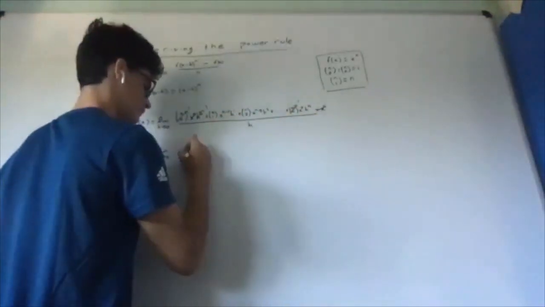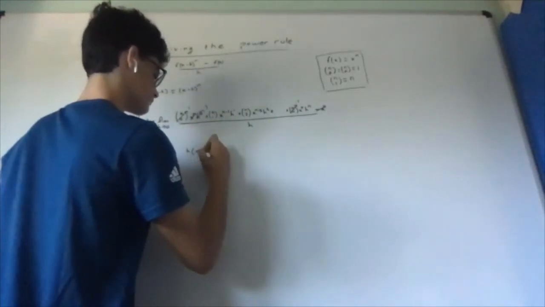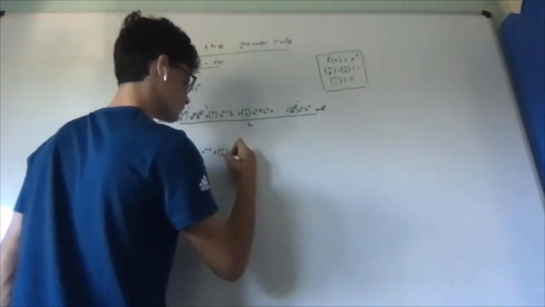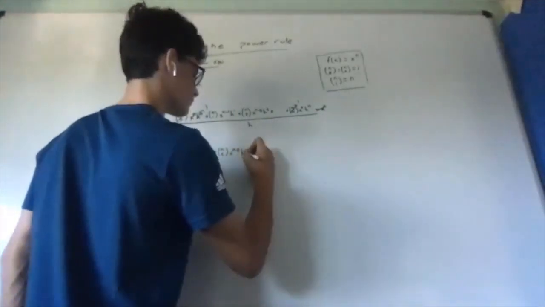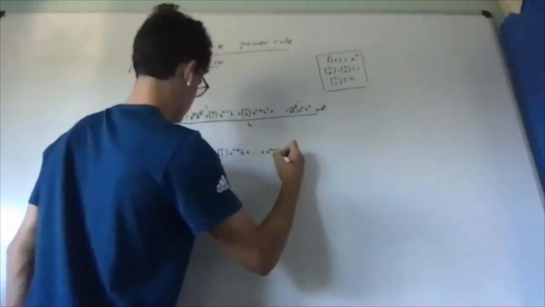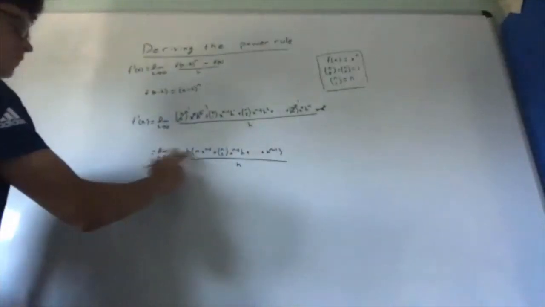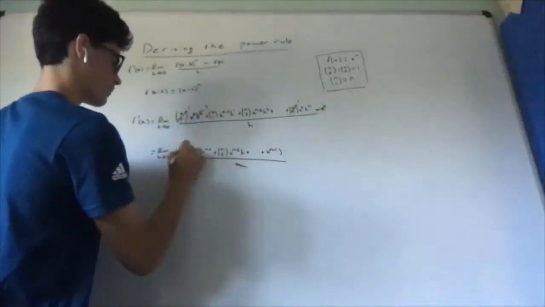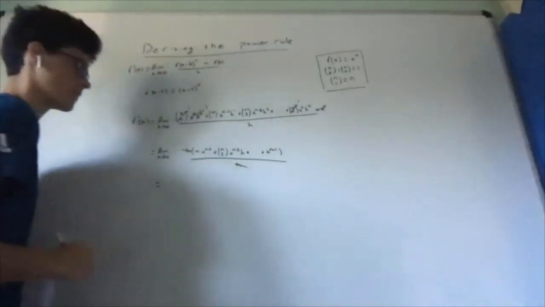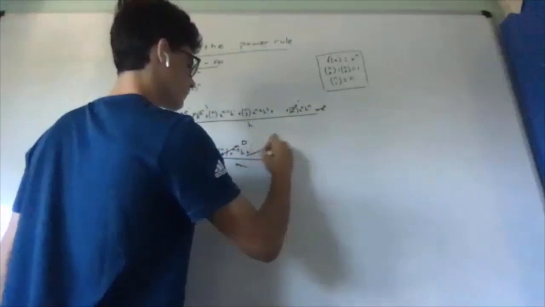And what you're left with are these terms, and you can factor out the h from all of these terms. Now, since there's an h on both the top and the bottom, they can be canceled out. And now that there's nothing on the denominator, the h can approach 0 without any problems. And so every term with an h gets canceled out to 0.